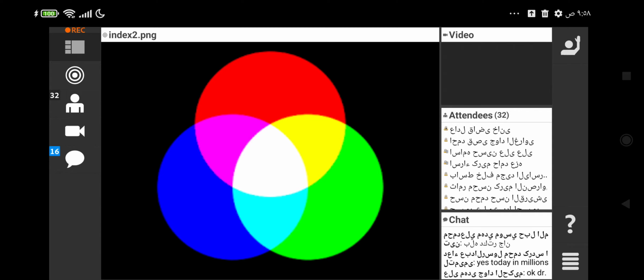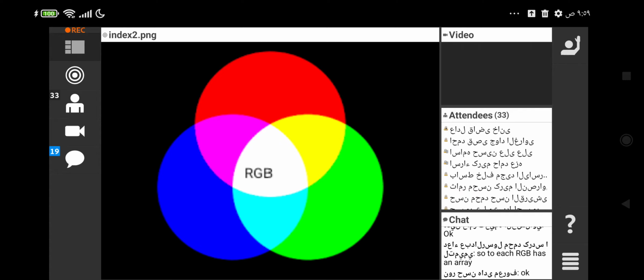RGB stands for red, green, blue. As you see here, we have these three colors, and all of our colors are built using these three colors, RGB. R is red, G is green, and B is blue.